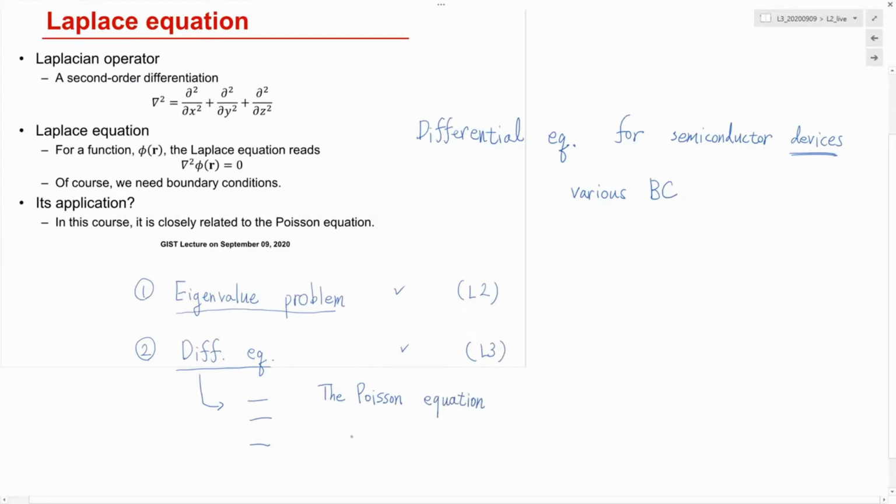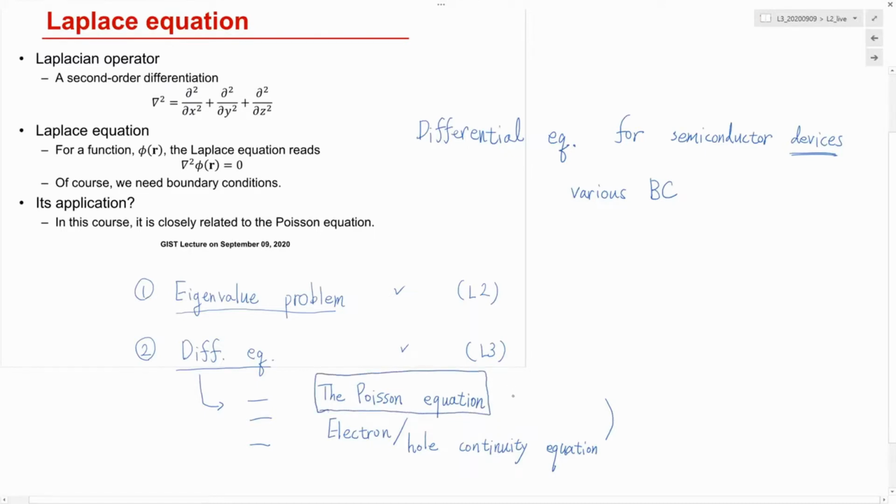And the second one is electron or hole continuity equation. These two equations are the most important equations used in computational microelectronics, and they have similar shape, so we can start from a little bit simpler one, the Poisson equation.